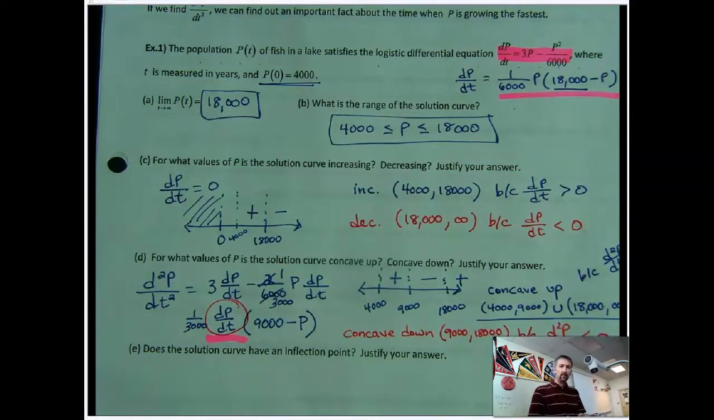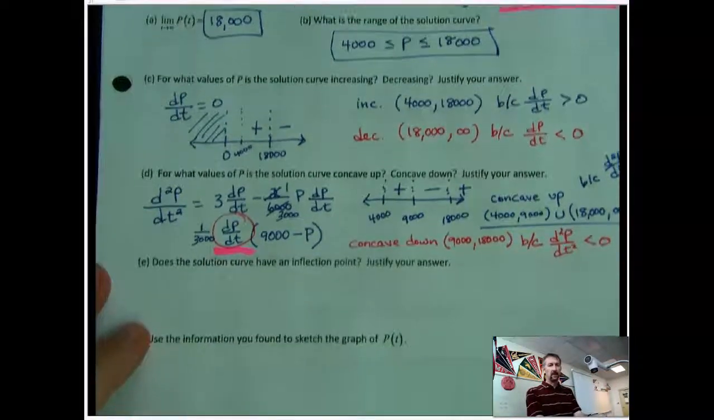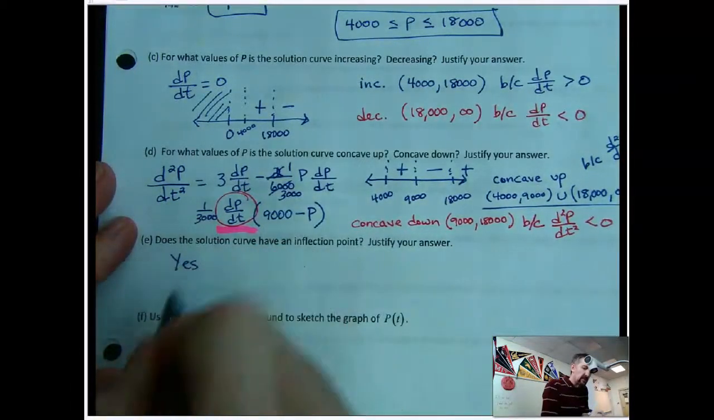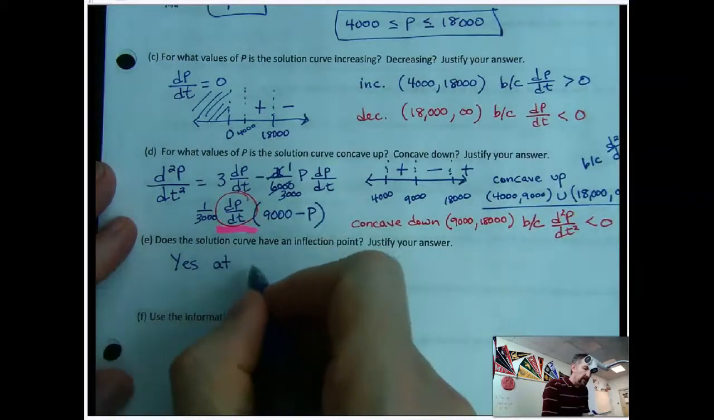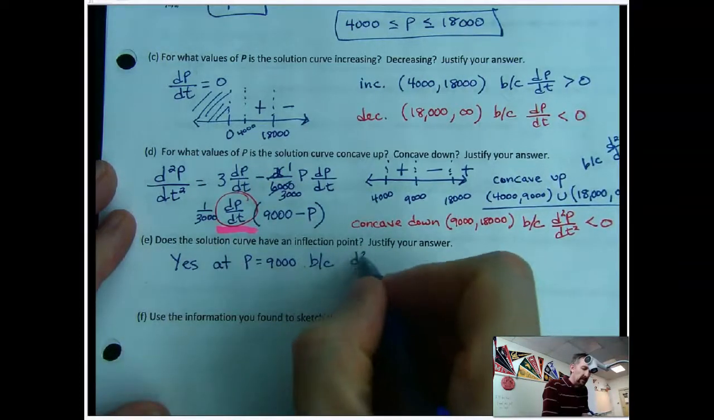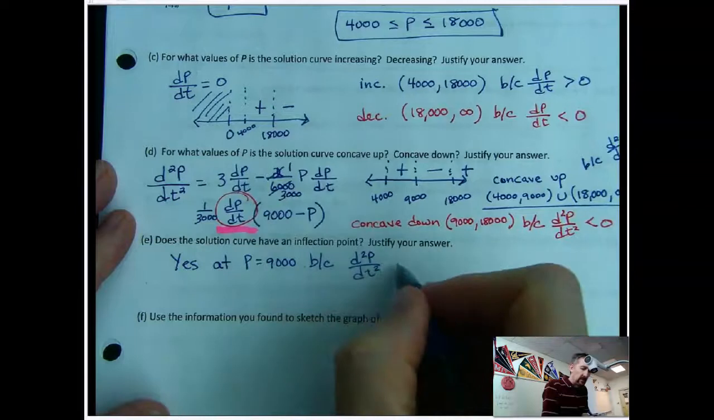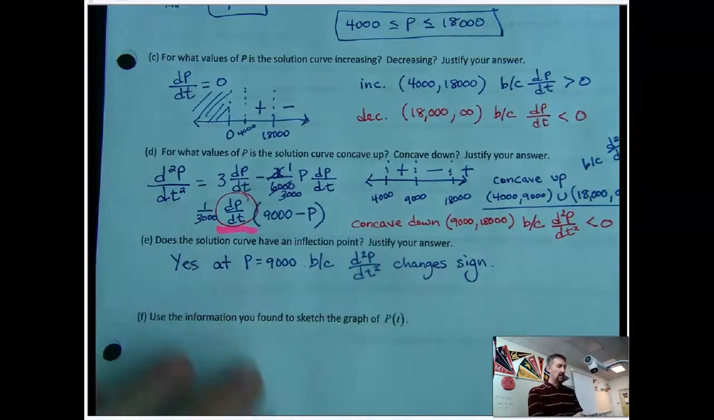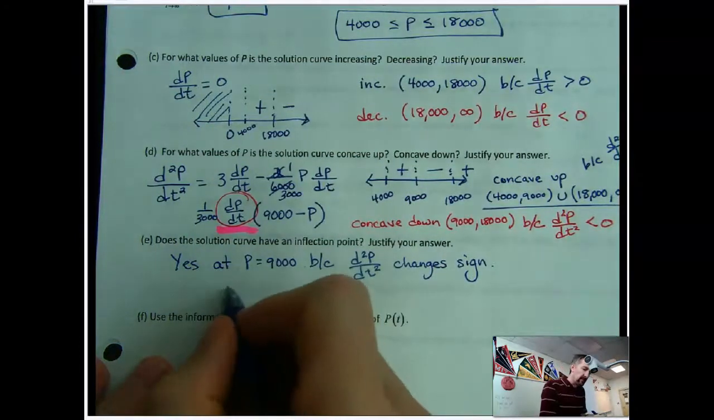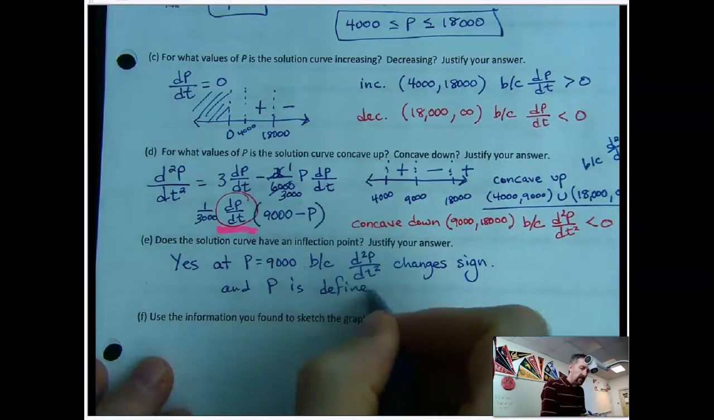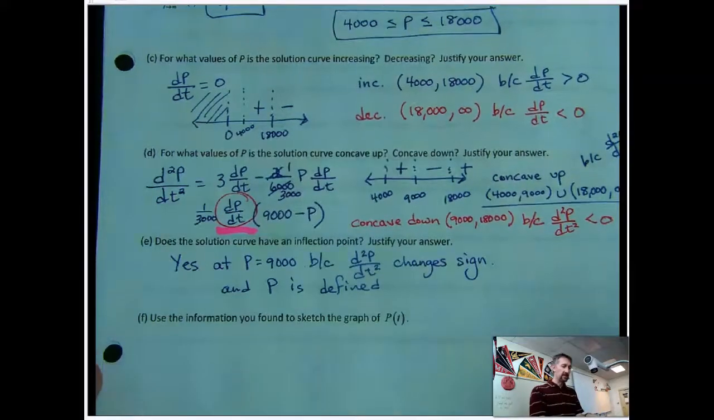Alright. So remember, an inflection point is when the second derivative changes sign. So yes, at p equals 9,000 because the second derivative changes sign. And the population is defined. There's not going to be a vertical asymptote with respect to the population.